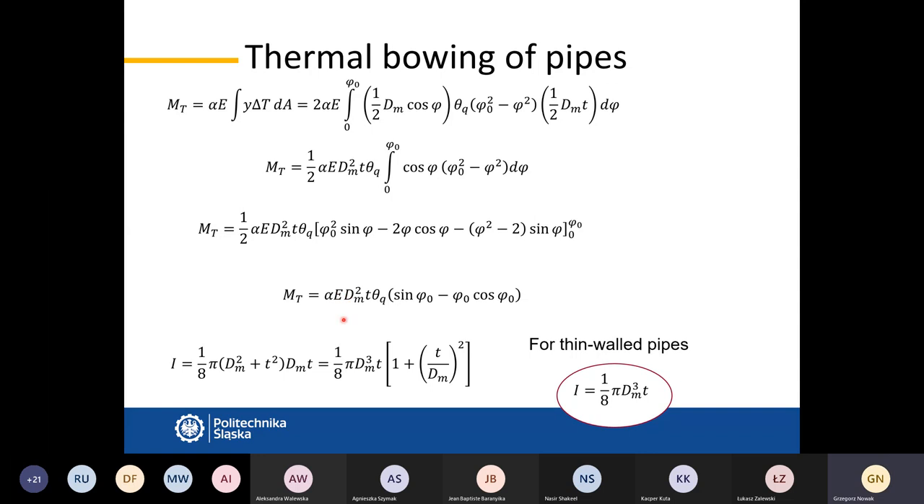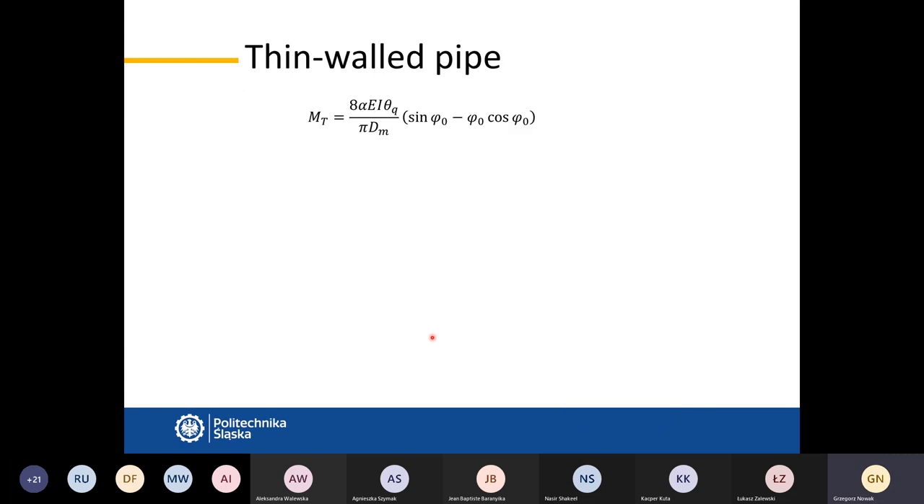We have introduced here the I. So I in this form is introduced here. We have here D squared, we have T. So we have to introduce I here, we have to divide it by 8, divided by D, and by pi. So this is the story.